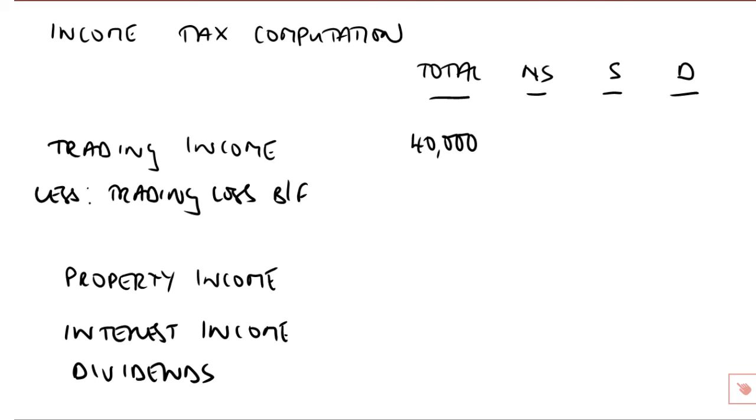If the loss was bigger than £40,000, then all of that £40,000 would be relieved. So any trading loss brought forward goes against purely trading income. So note how I've set up this computation. I've got my trading income as ever on the top line. I then left a gap of probably 3 or 4 lines before listing the other, probably unearned, probably investment income, such as property, interest income, dividend income.